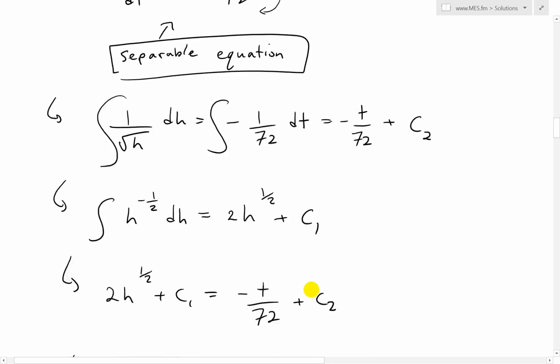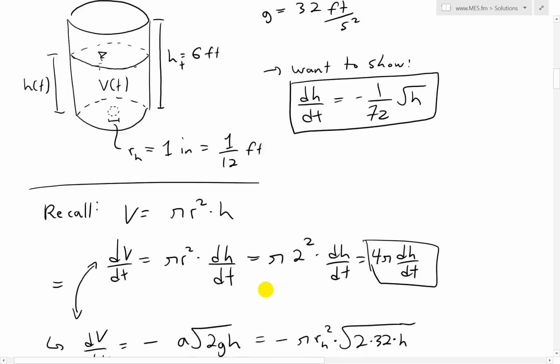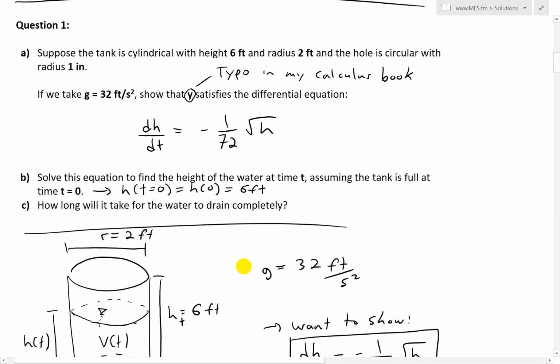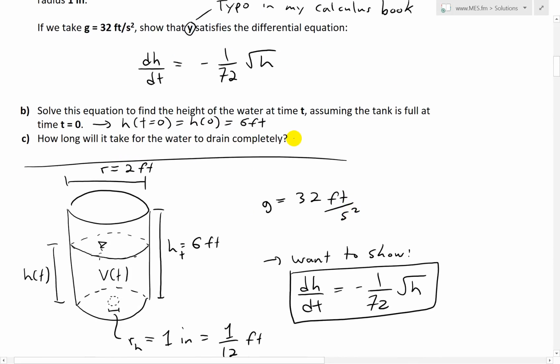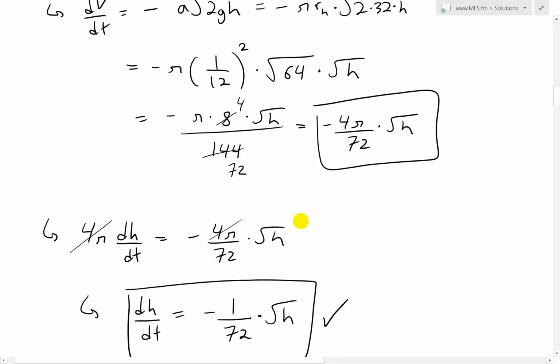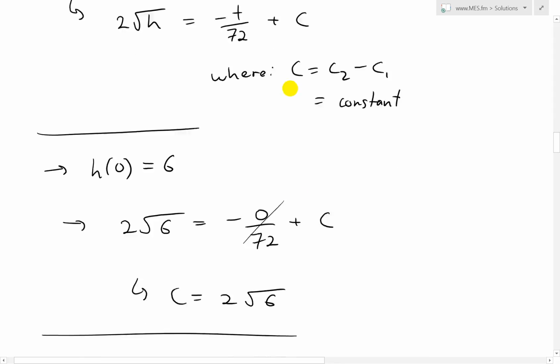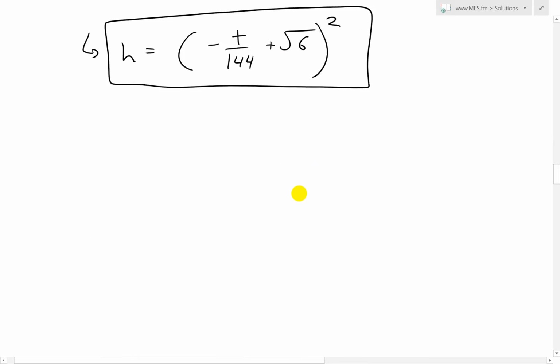And now let's look at part C, the last part of question 1 of this applied project, which says: how long will it take for the water to drain completely? In other words, what is t when the height of the water h of t is 0? So that's what we want to solve. So let's go all the way down and write this down.